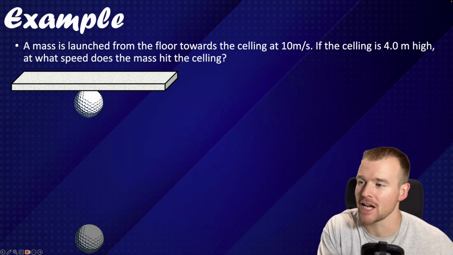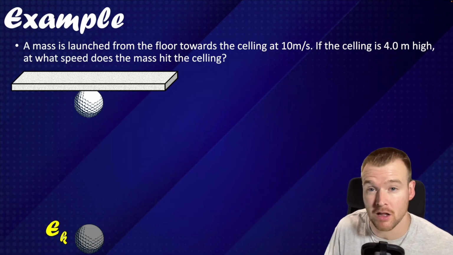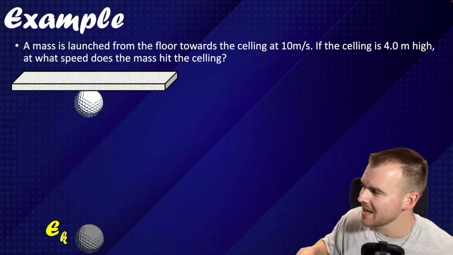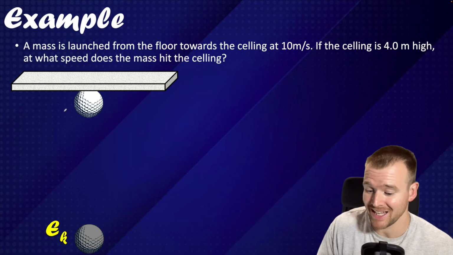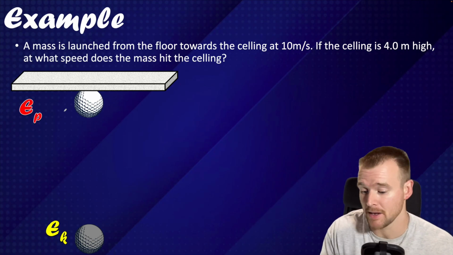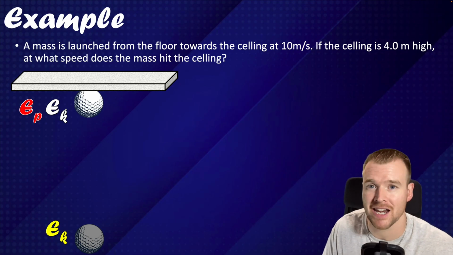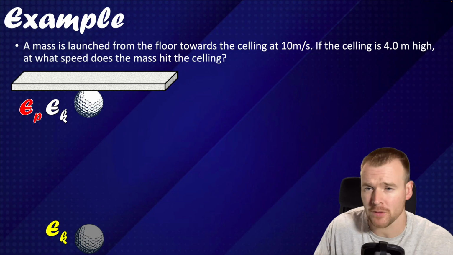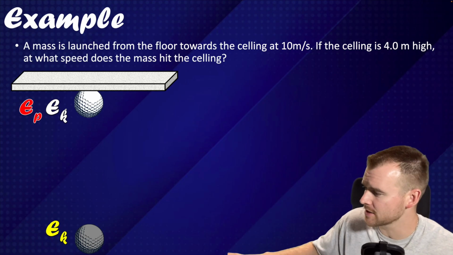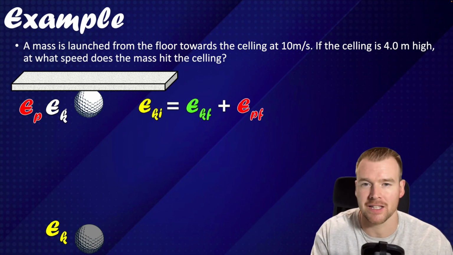So take a look at energy types. At the start, at the bottom here, it's got kinetic energy because it was launched at 10 meters per second. It's at the bottom, so we'll consider that to be no potential energy. At the top, it hits the ceiling, so it has some height. It's as high as the ceiling, 4 meters, but it also has some kinetic energy as well because it's moving when it crashes into the ceiling. So first law of thermodynamics says all my kinetic at the start has to equal my total energy at the top of the ceiling there.